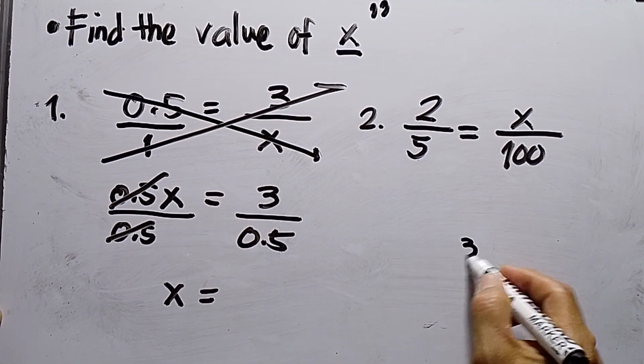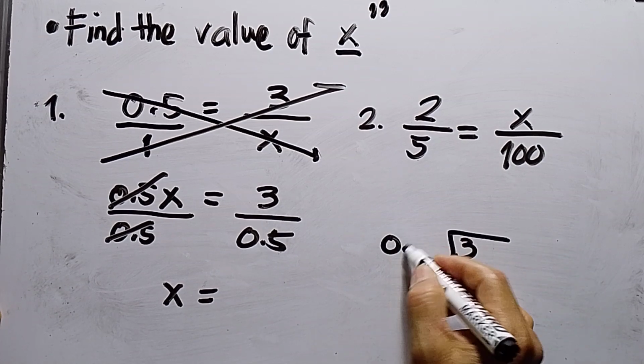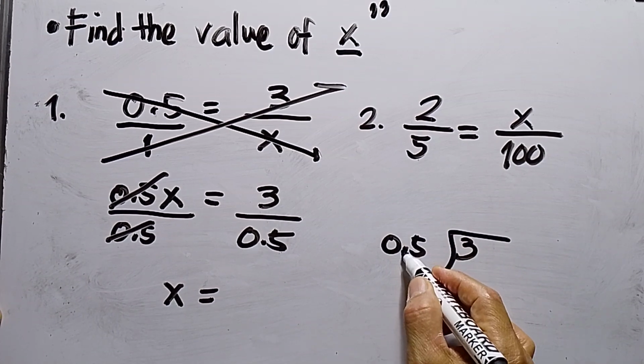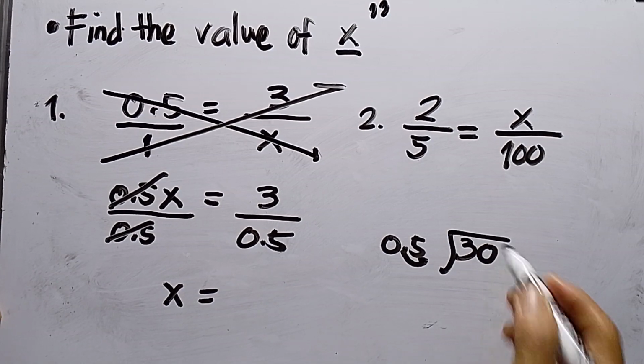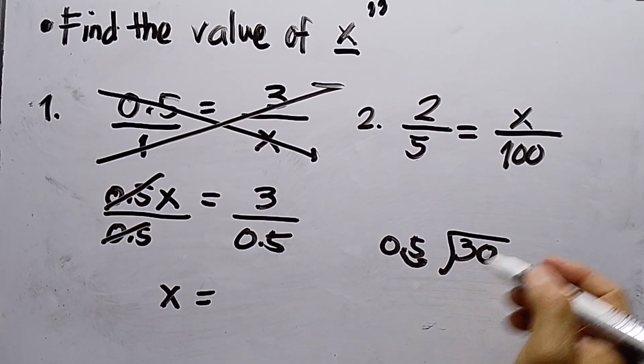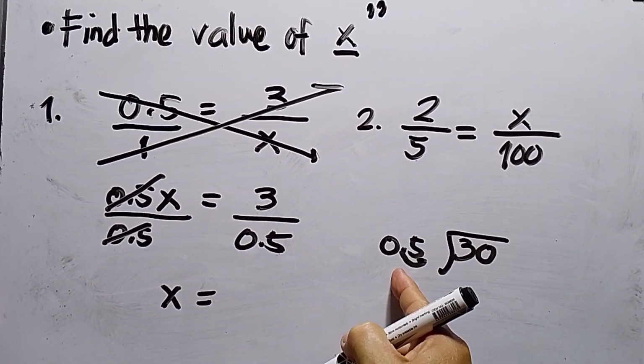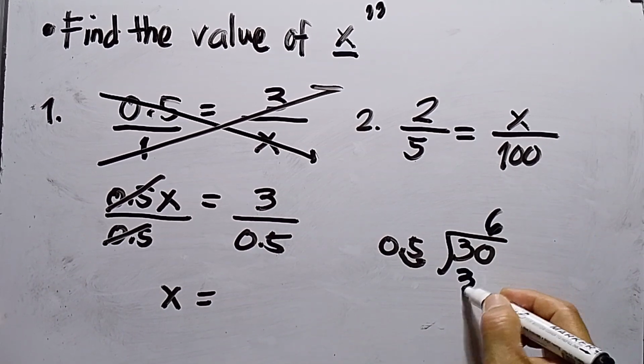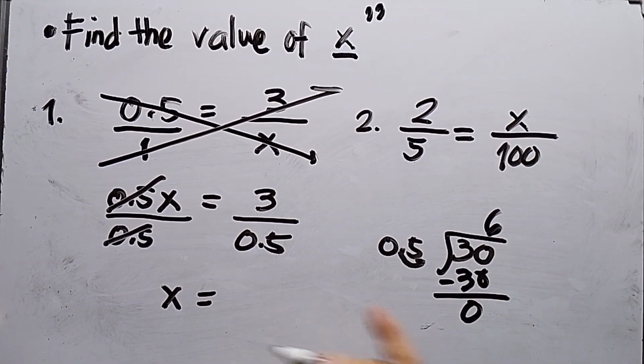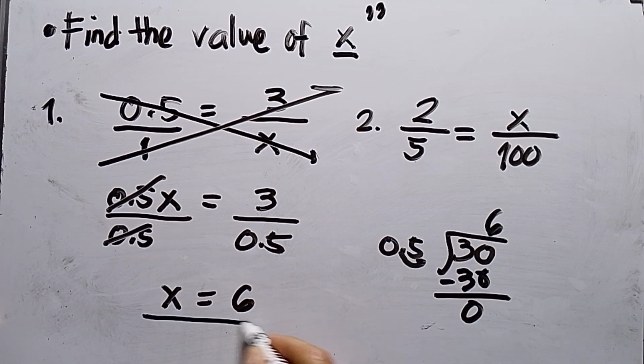So my dividend is 3, and the divisor is 0.5. So I need to move the decimal point to the right and then add 1 zero. So this is now 5, and this is 30. 30 divided by 5 is 6, and then multiply. So that will be 0, and then the answer is 6.